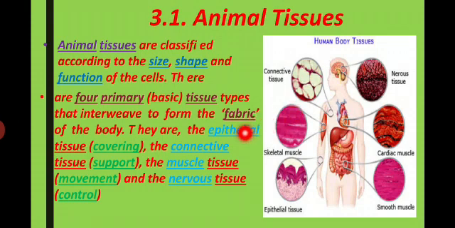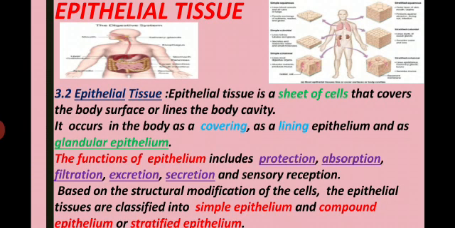Epithelial tissue has a covering function. Connective tissue has a supporting function. Muscle tissue has a movement function. And nerve tissue has a control function in the human body. The first one we have to discuss is epithelial tissue.